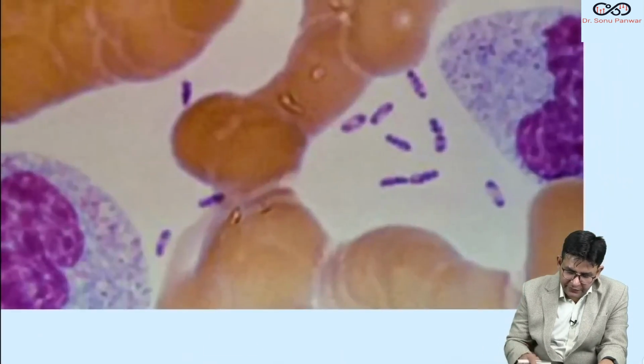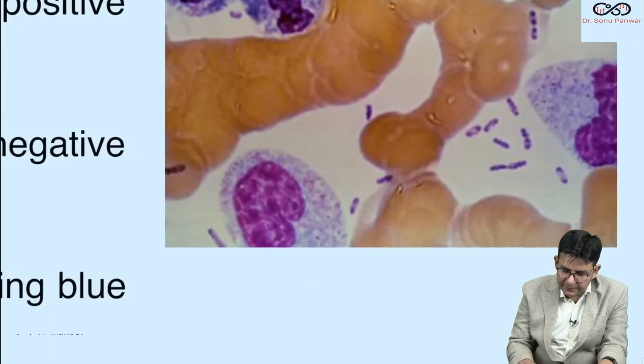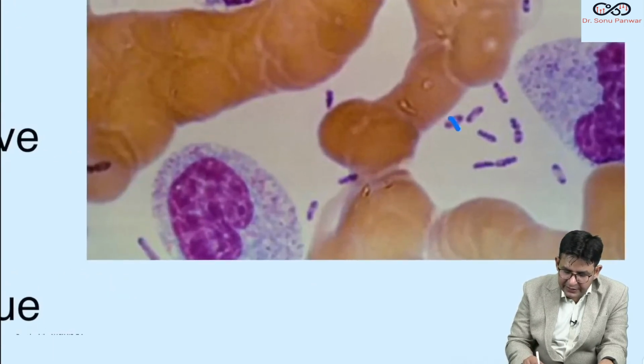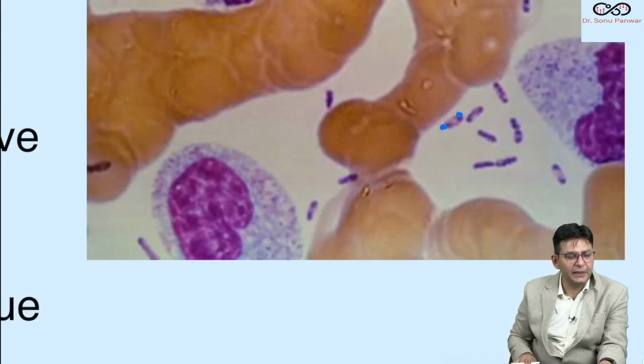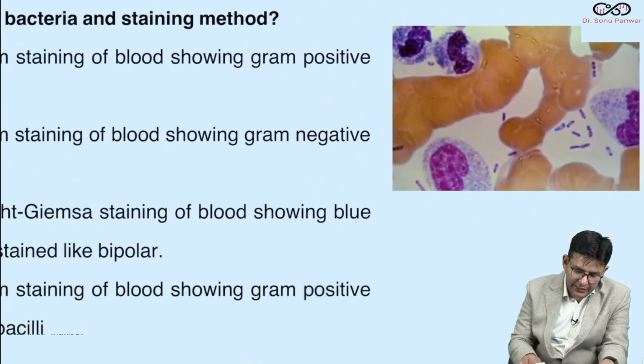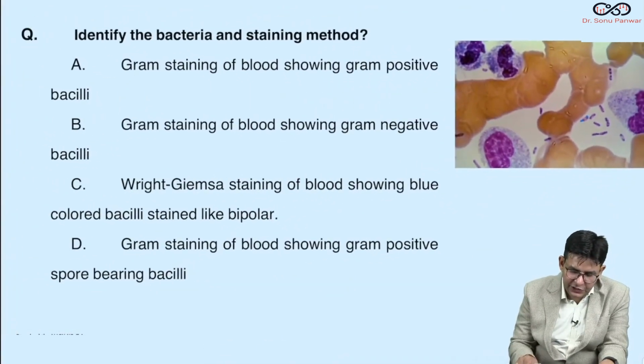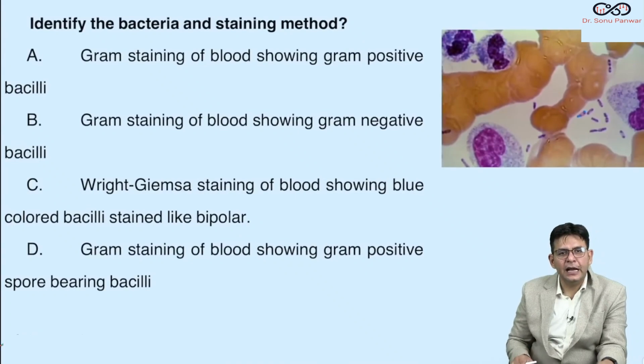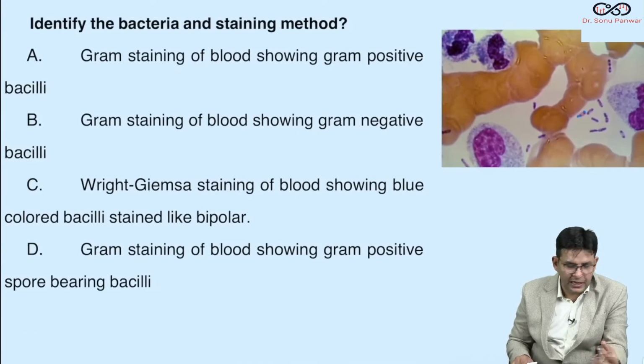Now guys, if you see this particular picture, we zoom in, you can see that in between there is no staining and the poles are stained. So which particular staining are we talking about, in which the poles are stained and in between it remains unstained? What are we talking about, guys?